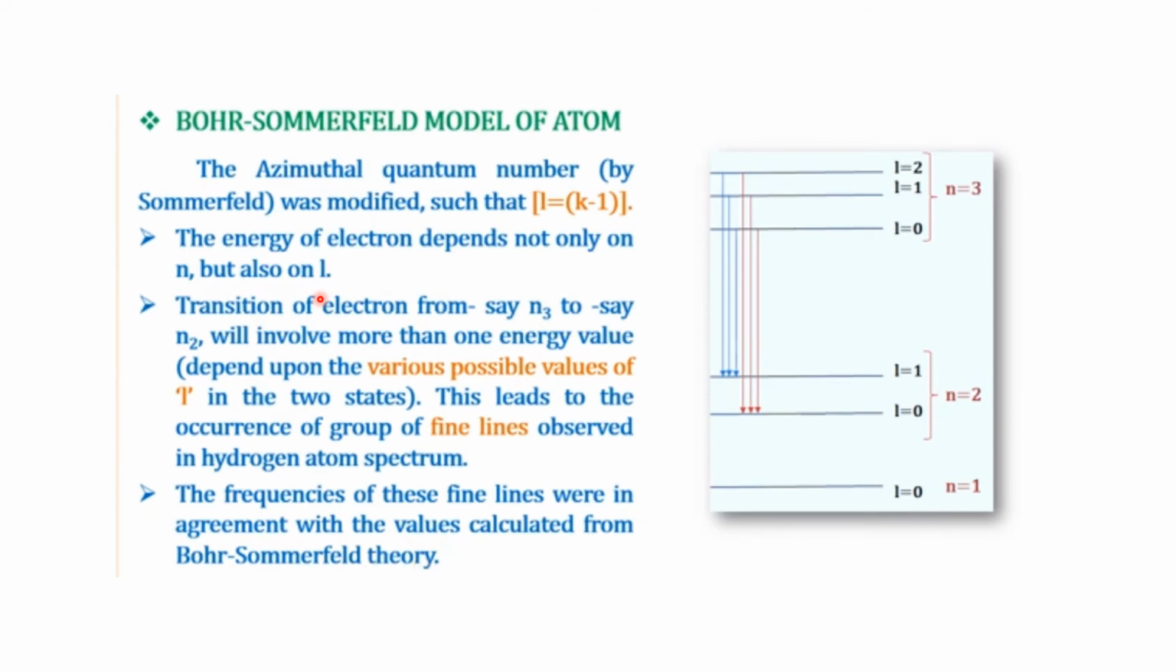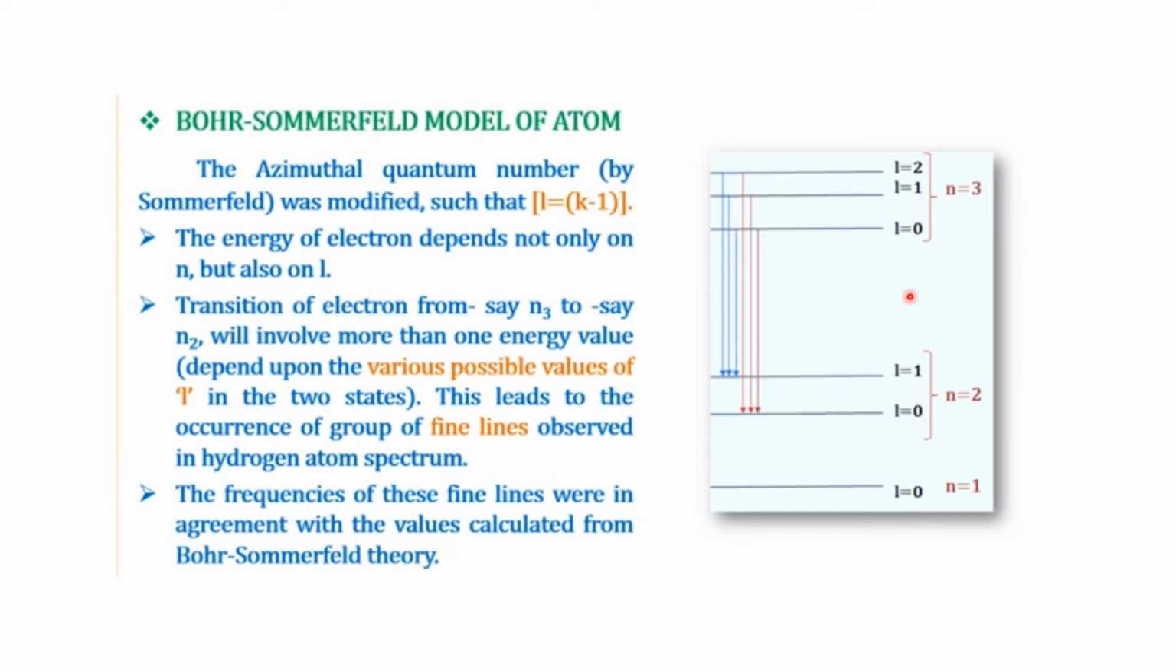The energy of the electron depends not only on n but also on L. Transition of electrons from, for example, n equal to 3 to n equal to 2 will involve more than one energy level depending upon the various possible values of L in the two states. This leads to the occurrence of a group of fine lines observed in the hydrogen atom spectrum. So here the possible values of L are due to the transition of an electron, that is, the change of position of an electron from one energy level to the next higher or lower energy level.